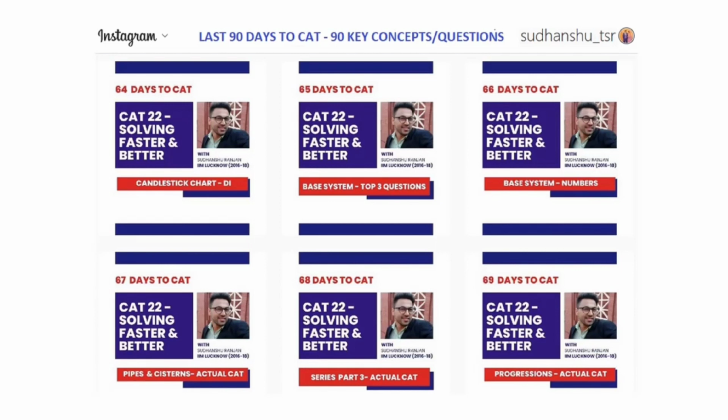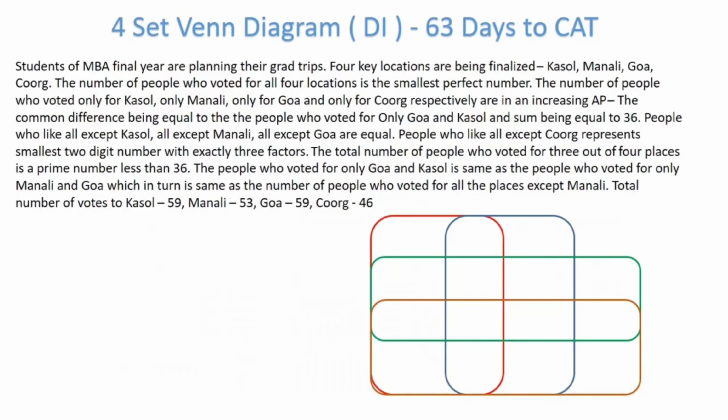In the last part, we've seen the candlestick chart. Today, we are talking about Venn diagrams. Particularly, we are talking about the 4-set Venn diagram, which has been part of CAT in the past few years. So let's try and solve this question. We'll understand the basics also as part of this question.